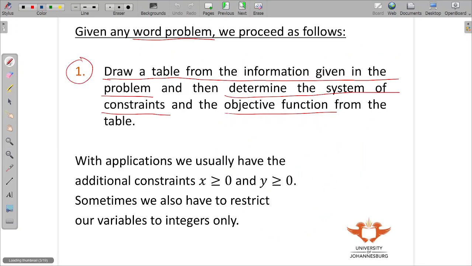All right. So with applications, we usually have additional constraints, which is this one, as I've mentioned before. They are non-negative constraints. Sometimes we have our variables to be integer only, but this time around we are just considering these ones for now, for your level.